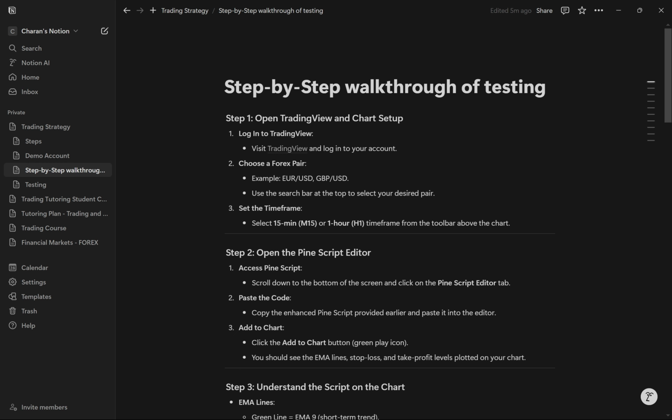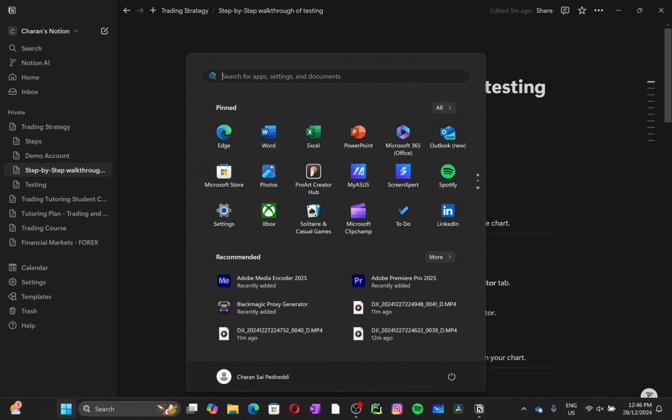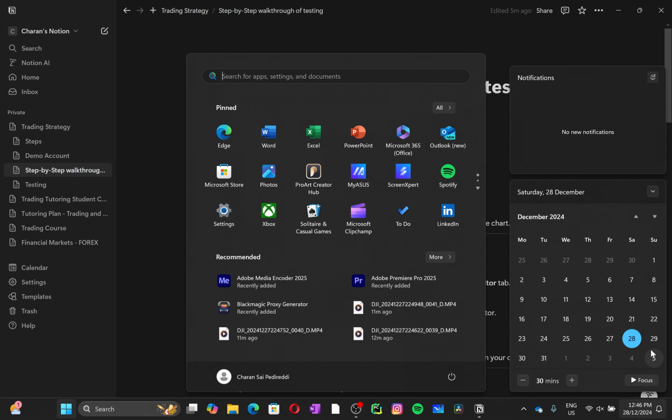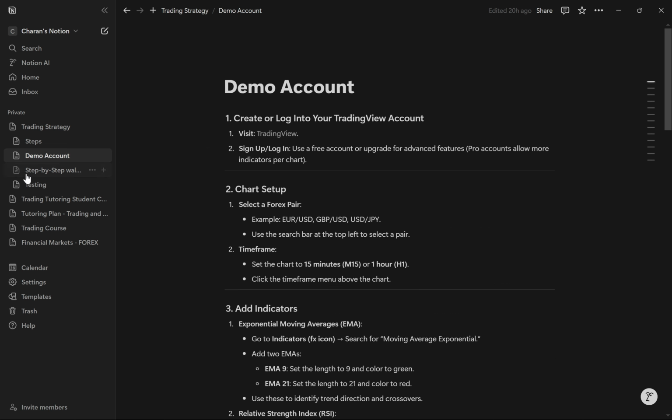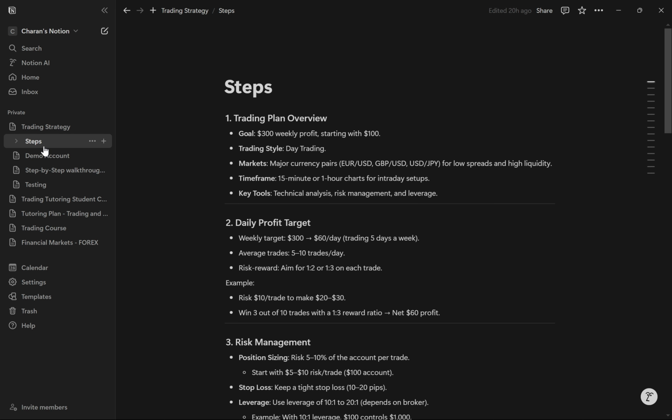So now that yesterday we've looked at the strategy which we're going to implement today, it's time to actually learn some things related to our strategy, which includes the new indicators. So first of all, today is Saturday, 28th of December. So let's start off with the overview again.